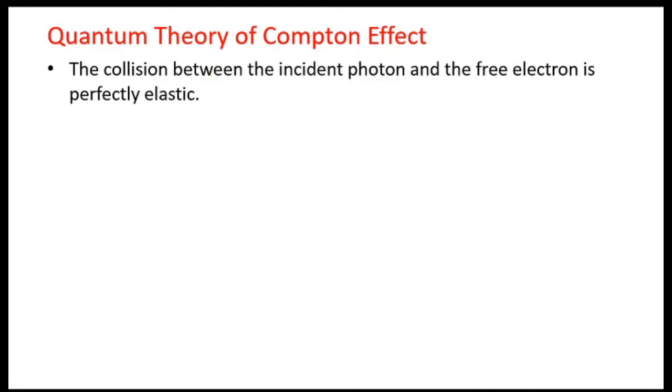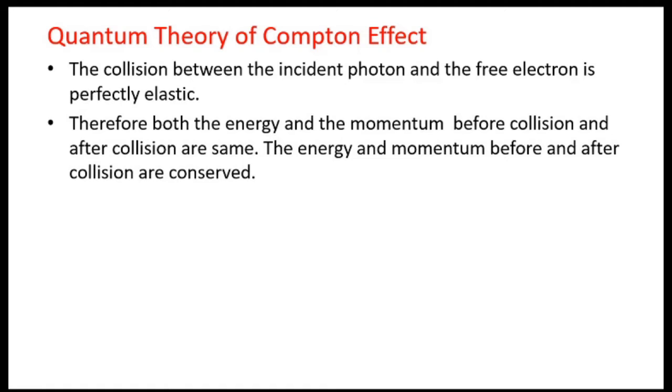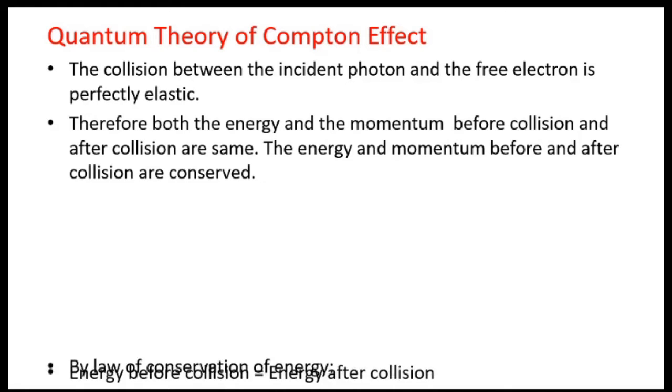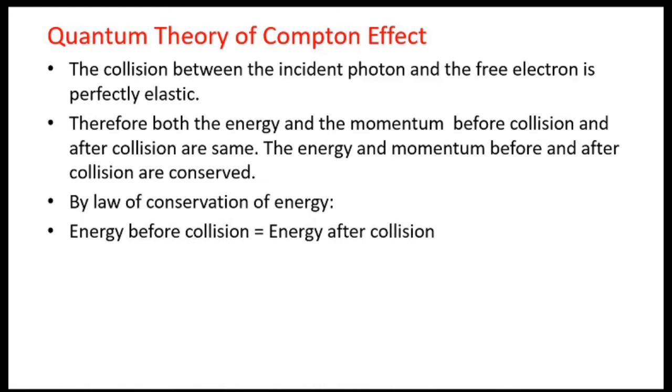Now the collision between the incident photon and free electron is perfectly elastic, and whenever there is an elastic collision, both energy and momentum of the particle before the collision and after the collision remain the same. That is, the energy and momentum before and after the collision are conserved. So by the law of conservation of energy, the energy before the collision should be equal to the energy after the collision.